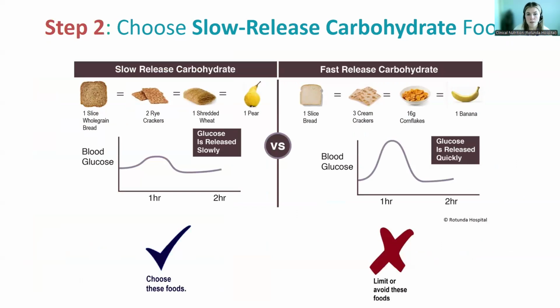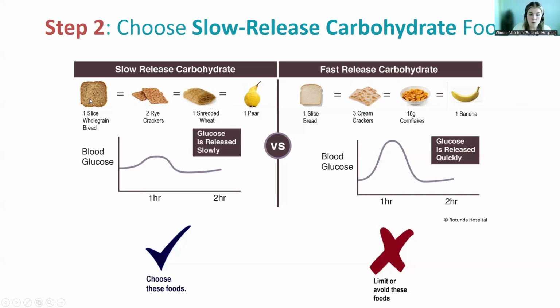The second thing that we're going to look at is choosing slow releasing carbohydrate foods. Earlier I explained what foods contain carbohydrates, and now we're going to split them down even further into slow releasing carbohydrate foods and fast releasing carbohydrate foods. What I want you to take away from this slide is that going forward in pregnancy with gestational diabetes, we're encouraging you to choose the slow releasing carbohydrate foods, because whenever we eat them, the glucose is released more slowly in our body. These foods are digested more slowly, and therefore they only gently rise your blood glucose levels.